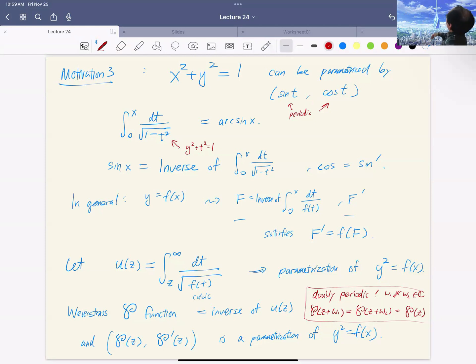And this is the starting point of relating elliptic curves to the torus, because the torus, the donut thing, can be thought of as periodic in two directions also. And so basically, the P function defines a function on the torus. So that's the last motivation before we jump a bit to the technical details.